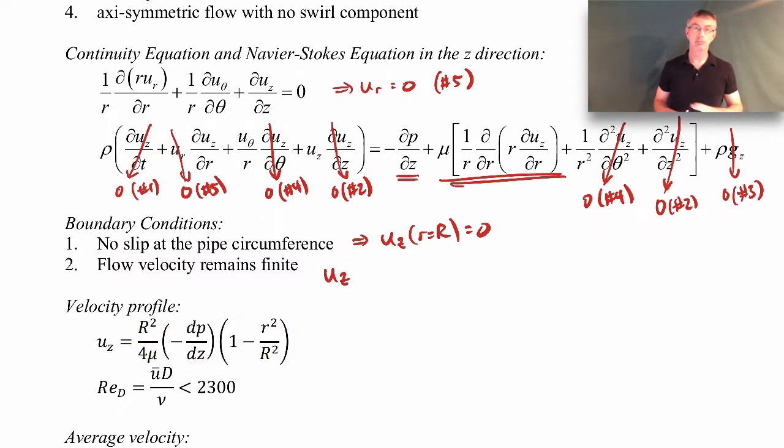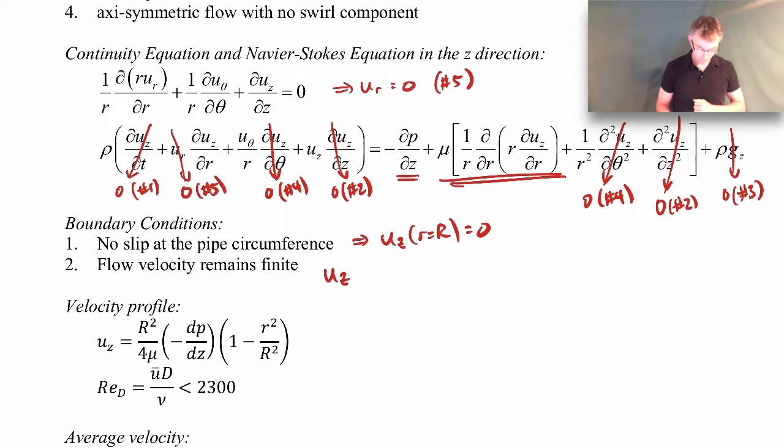Again, this should all be just a refresher. You should have seen this before. And this solution is specifically valid if the Reynolds number based on the pipe diameter and the average velocity in the pipe is less than 2300. 2300 is just an engineering rule of thumb based on experimental data.